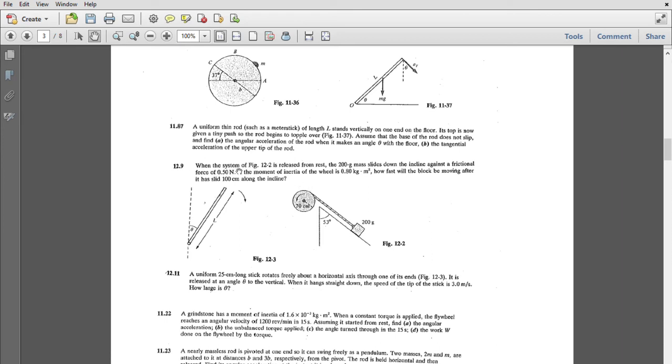12.9. When the system of figure 12.2, that's this one on the right, is released from rest, the 200-gram mass slides down the incline against a frictional force of 0.5 newtons. If the moment of inertia of the wheel is so big, how fast will the block be moving after it has slid 1 meter along the incline?